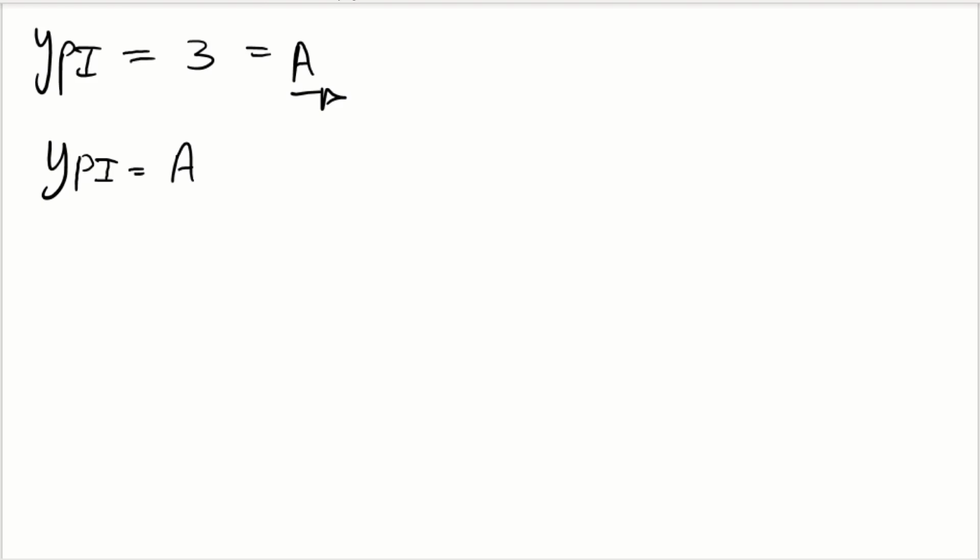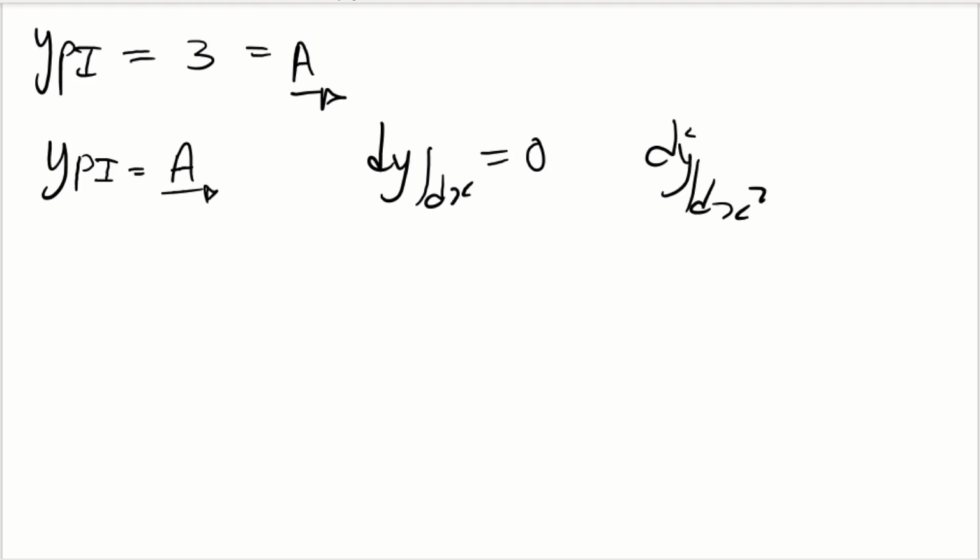You write a, so y PI equals a. Then dy over dx, you differentiate with respect to x. Remember your basics of differentiation: when you differentiate a constant, you get 0. After finding dy over dx, you go ahead and find your second derivative, so you differentiate 0, and when you differentiate 0 you get 0 again.